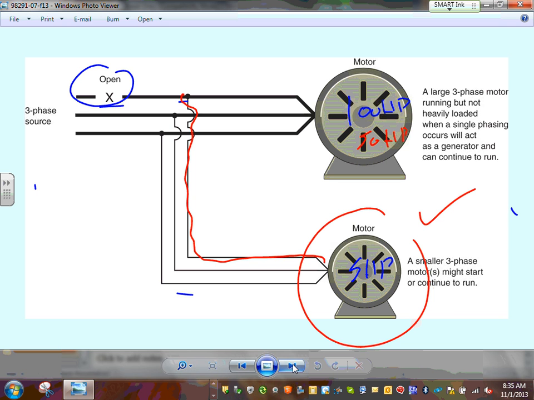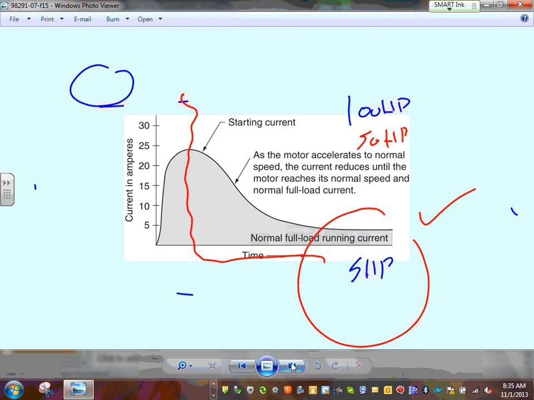You have to go measure the voltages, phase to phase, phase to phase. Make sure you have proper voltages, and measure the current in every phase. Make sure you have proper current in the proper phases. Okay, so that's when weird things happen.